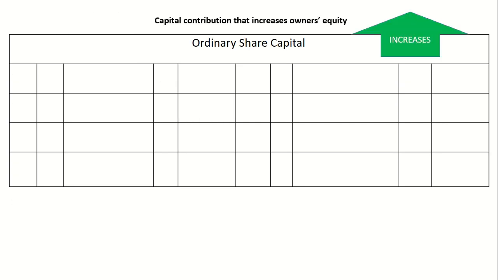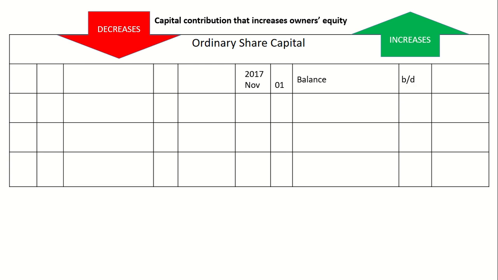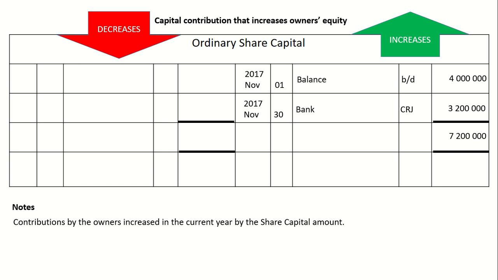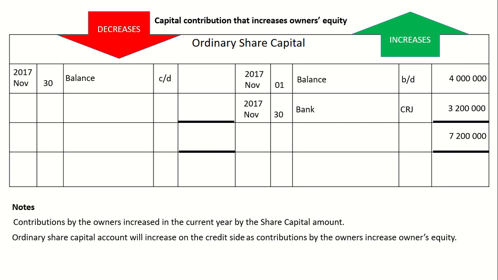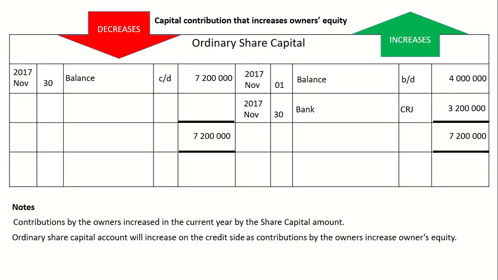Our ordinary share capital will increase on the credit side. Our ordinary share capital was 4 million. It's no longer 4 million now. We add 3,200,000. It is now 7,200,000, and that is why in this case our balance carried down for the 1st of December will be 7,200,000. Let's move to our share capital note.